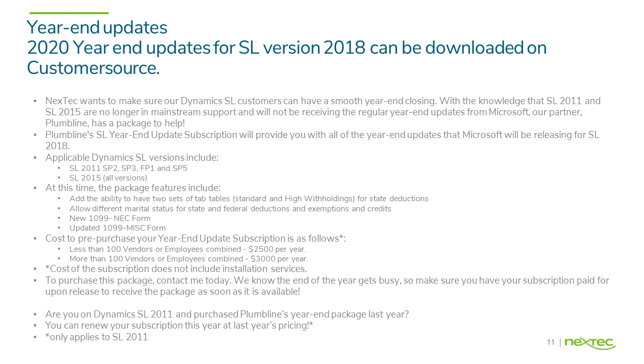And what you're going to see is it's going to be including the ability to have two sets of tables, standard and high withholdings for state deductions, allow different marital status for state and federal deductions and exemptions and credits, the new 1099 NEC form, the updated 1099 miscellaneous form, and there's a subscription price to this.